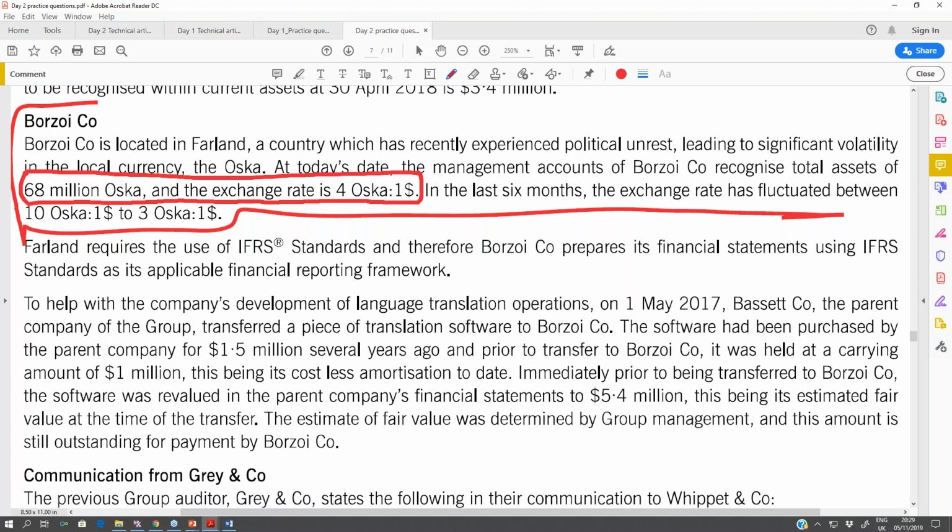For the determination of whether it is a significant component, we will use this exchange rate, 4 ACCA to $1, and 68 million ACCA is the total assets of Borzoi. We're not using the fluctuated rates coming after, which have been fluctuating in the last 6 months between 10 ACCA to $1 and 3 ACCA to $1. We're not using those exchange rates. We are using the exchange rate at today's date, so 68 million ACCA, and 4 ACCA is equal to $1, right?